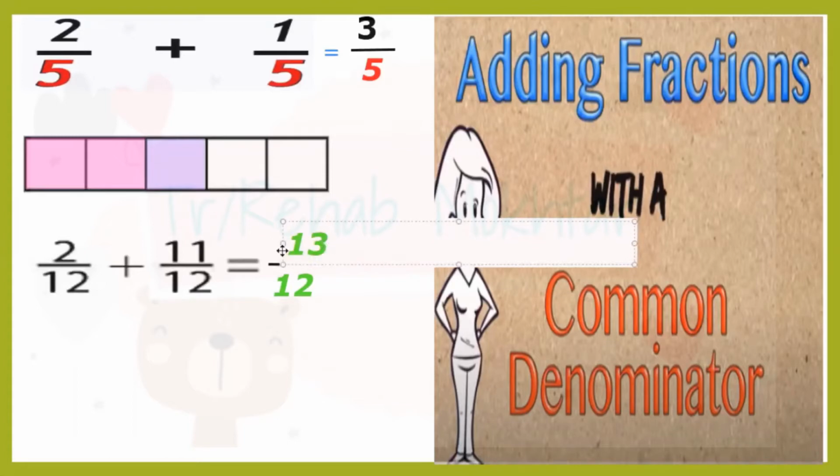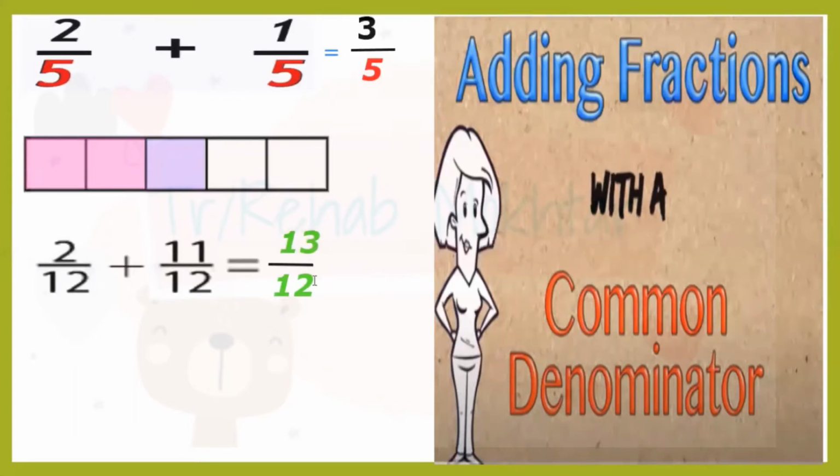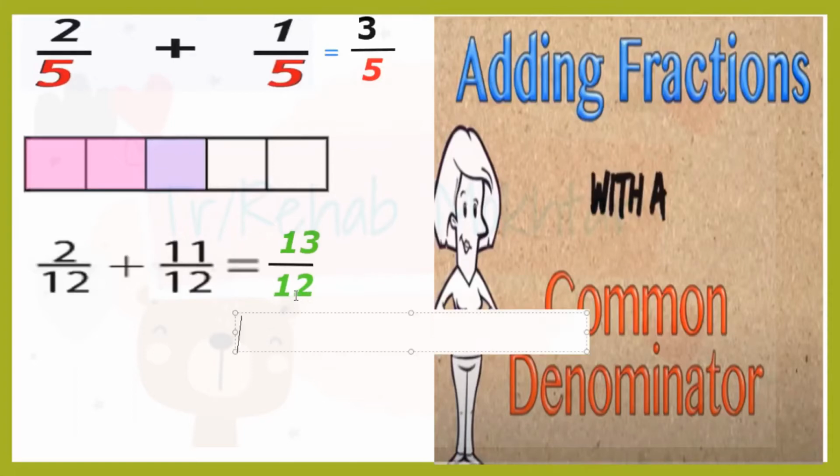But teacher, we said before, fraction means part out of whole. But we have here 13 parts out of 12. The numerator is greater than the denominator. So, teacher, what should we do? This is called an improper fraction. Improper fraction. So, what should we do?